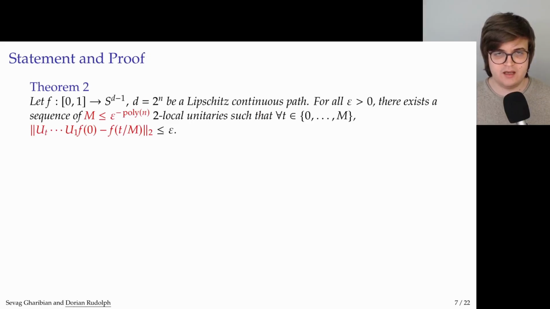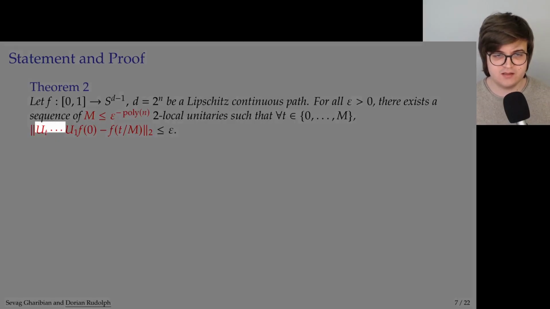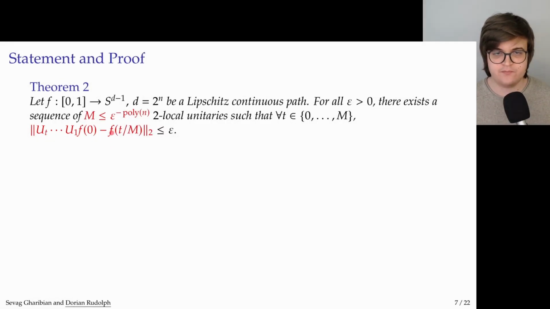More formally, let f be a Lipschitz continuous path on the unit hypersphere. Then there exists for all epsilon greater than 0 a sequence of m, exponential in 1/epsilon and n, two-local unitaries, such that all intermediate states, when applying the gate sequence to the initial state, are epsilon close to f.